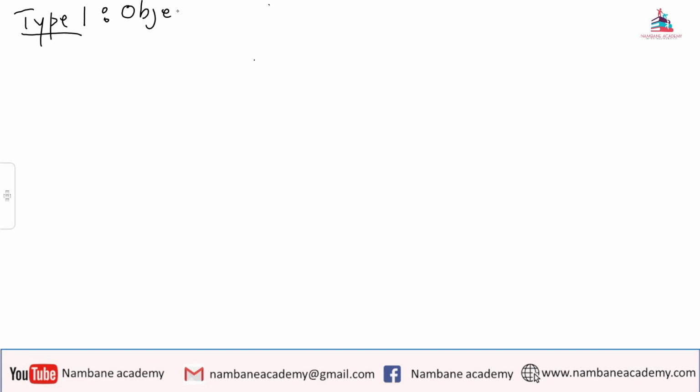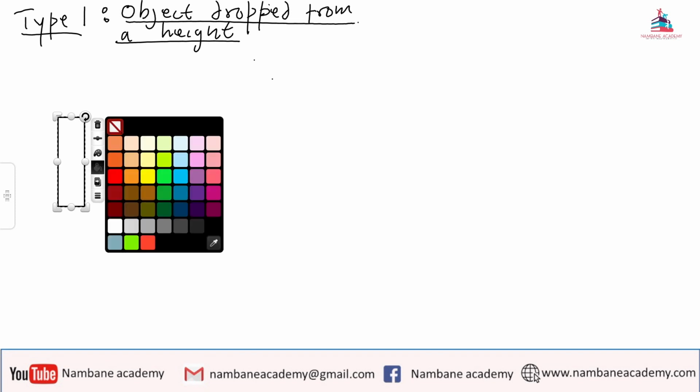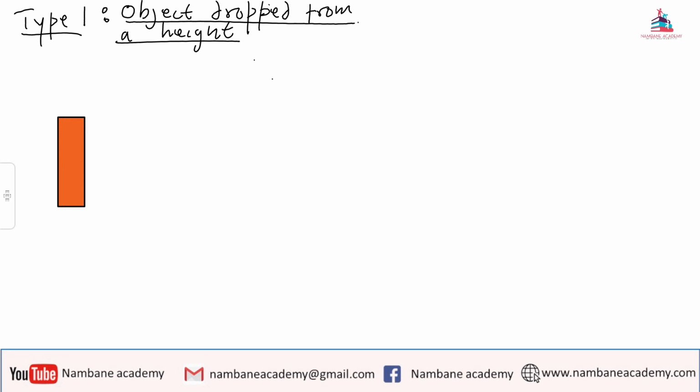Type 1 says: object dropped from a height. So we have an object dropped from a height. Let me quickly draw the height of a building, and fill it with black. This is the height of the building, with an unknown magnitude, and I have this person standing at the top, who is going to drop this object.